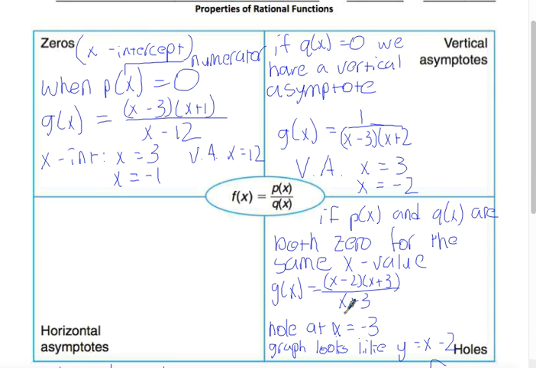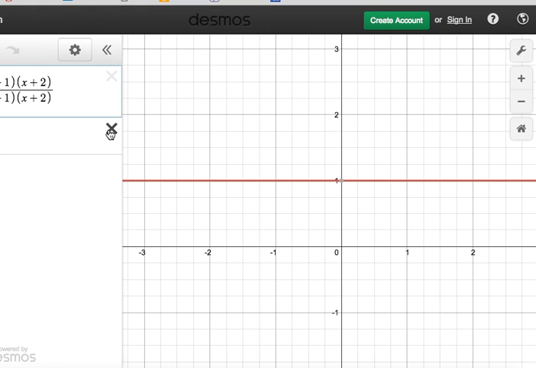All right, so the last thing we're talking about is horizontal asymptotes. So when we talk about horizontal asymptotes, what we really want to know is what happens to y as x goes to positive or negative infinity. So that's the furthest right or the furthest left on the graph. I want to know what happens to the y values when I go all the way to the right or all the way to the left in a graph.